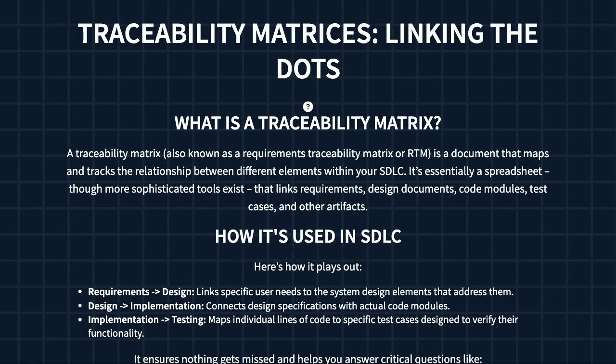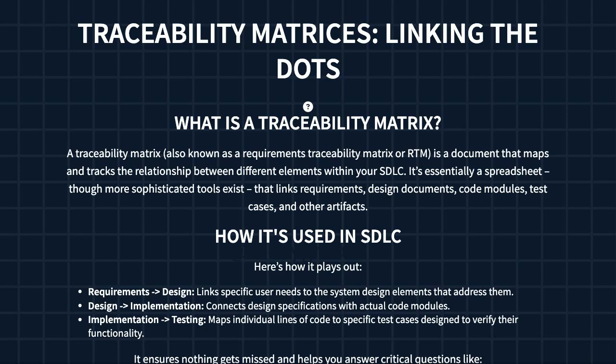Let's talk about traceability matrices. They are a super important tool in SDLC. Think of them as a detailed map connecting everything related to your project. Basically, it's a spreadsheet that links requirements right down to the code and tests. It shows how each requirement is addressed by the design, then implemented, and finally tested. This helps teams ensure they haven't missed anything crucial during development, making sure every piece of functionality directly relates back to its original purpose.